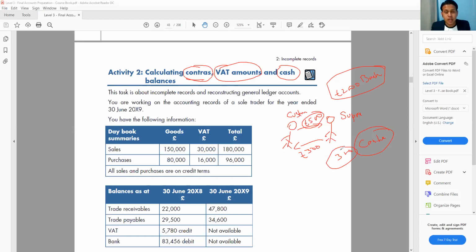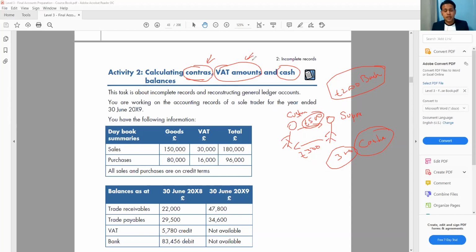Contra entry means when my supplier is also my customer. Rather than paying the full amount, we just find the difference and pay him. This is basically offsetting the account. From both accounts, the purchase ledger control and the sales ledger control, we offset the contra entry. So the first question is asking for the contra. The next question is asking for the VAT amount. We already know how to calculate the VAT.